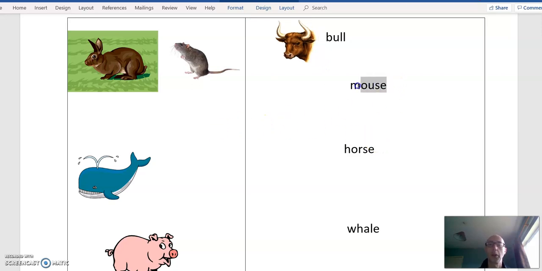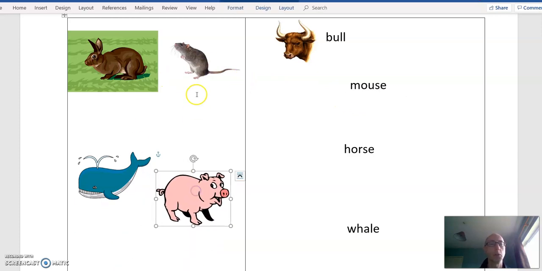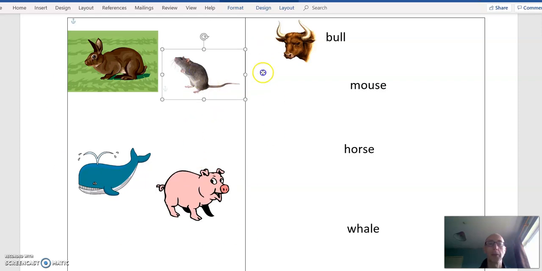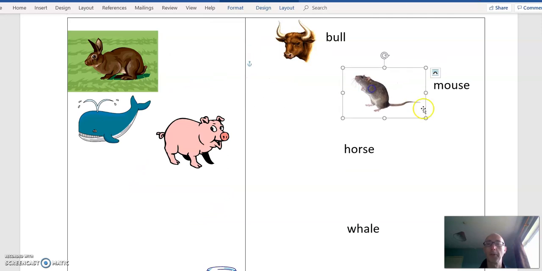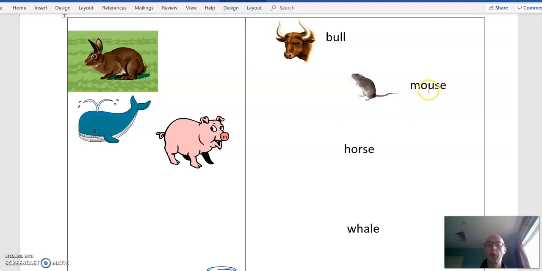Next one, what's this word? Mouse. This is a mouse. So can we find the mouse here? One of these four. Yes, exactly. This is the mouse. Let's put the mouse here. Make it smaller. Remember, we have one mouse. One mouse.